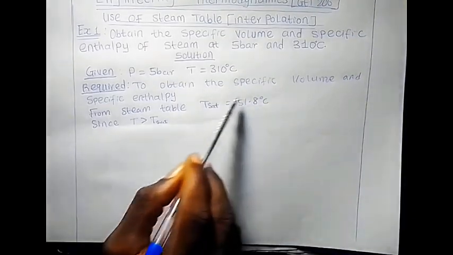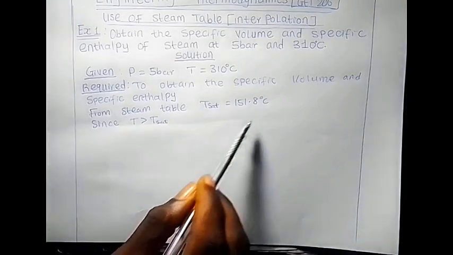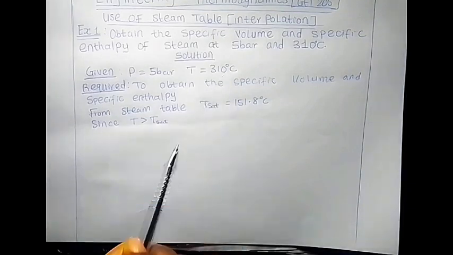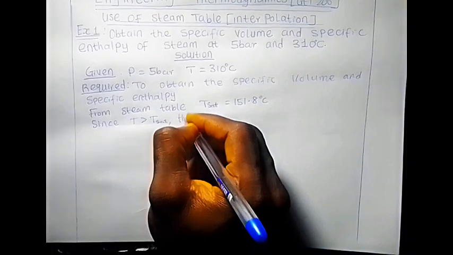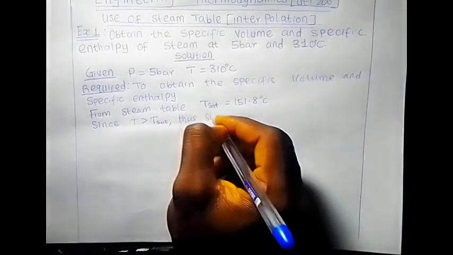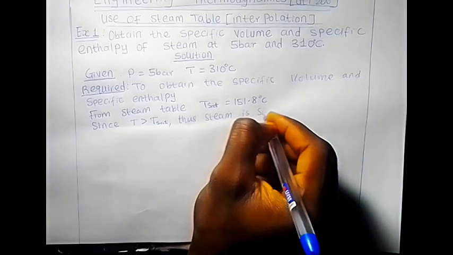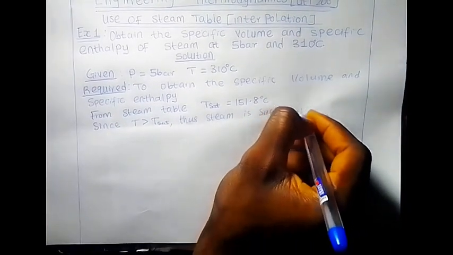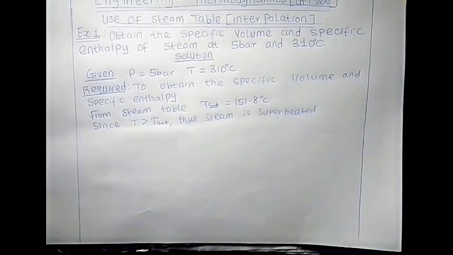Actually, at this point, if it is dry saturated, it shouldn't go above. So since this one has gone above it, it means it's superheated. So since this is greater than this, we say that thus steam is superheated. So that's the reason why we're doing that.